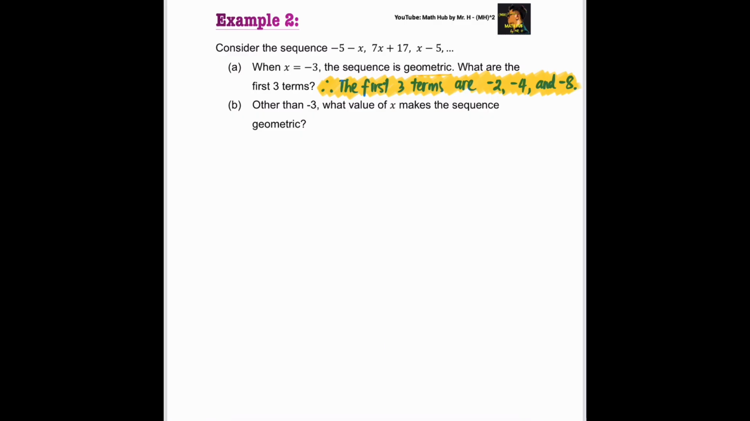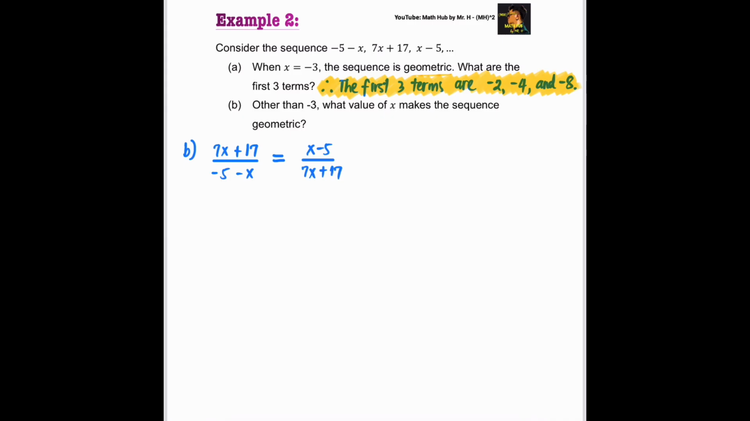So for the first one, we take 7x plus 17 divided by the first term. And the other pair, because we need to set up an equation here, which is coming from the concept of finding the common ratio. So the next pair will be this term divided by the term before that. So this is the equation that we need.